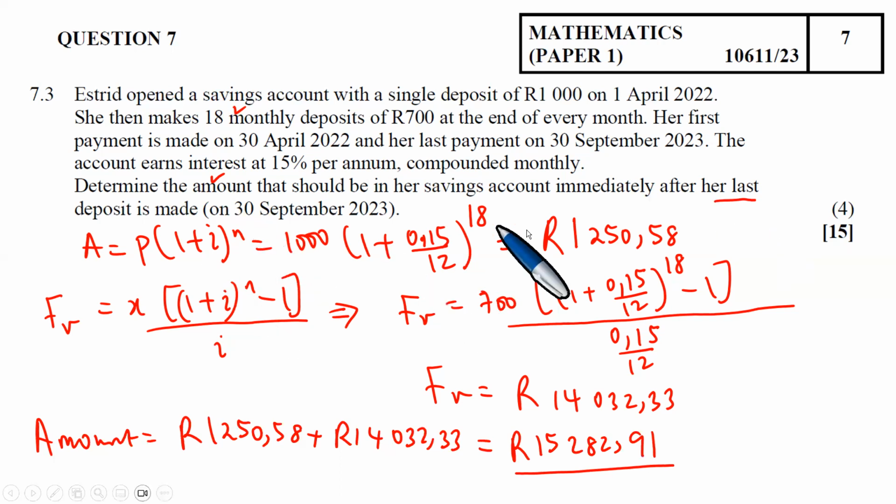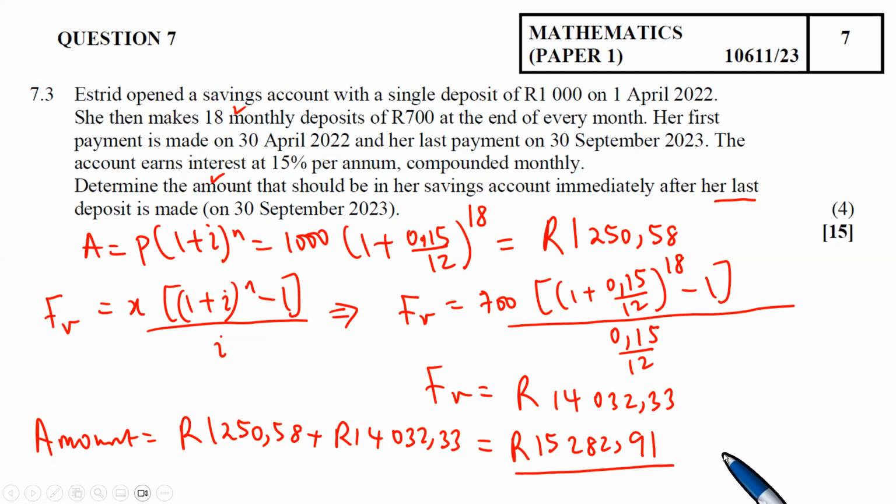So after the 18 months, the 1,000 is going to become 1,250. The 700s, because they're made every month, you need to use the future value formula for them. But the 1,000 was just a once-off payment, so you need to use the compound interest formula. Then the 1,000 is going to become 1,250 and 58 cents. The 700s that are made, 18 of them, would become 14,032 Rand and 33 cents. You add everything. So in other words, the amount that should be in the savings account immediately after her last deposit is made is 15,282 Rand and 91 cents.